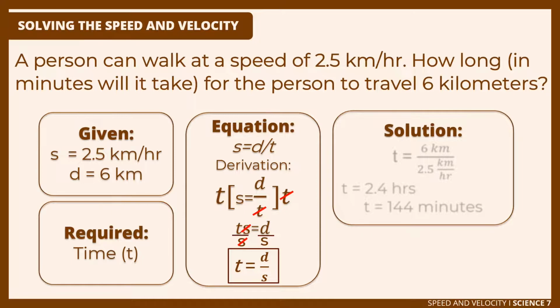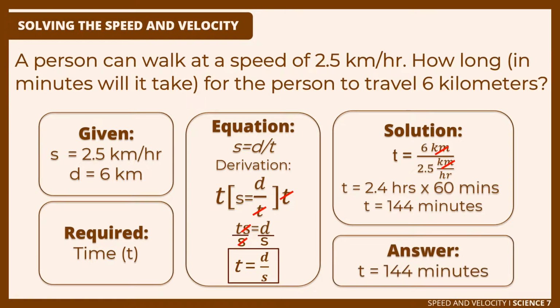Solution: substitute the given to the formula. Cancel the kilometer and simply divide 6 by 2.5 hours. So the answer is 2.4 hours. Since we are asked to make the time in minutes, we need to multiply 2.4 hours by 60 minutes because 1 hour is equivalent to 60 minutes. So, the final answer is 144 minutes.